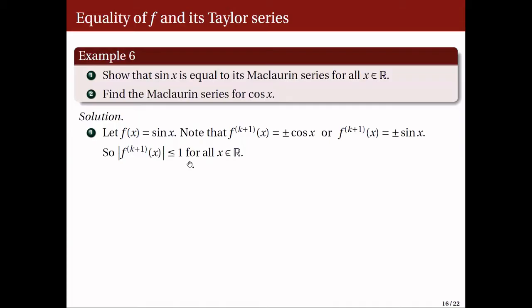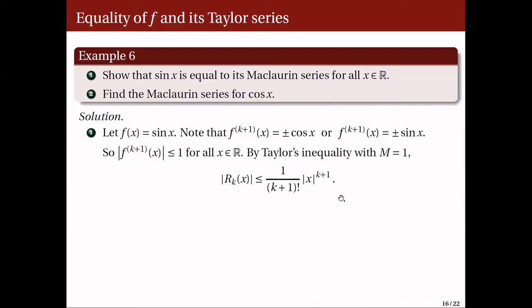And so by Taylor's inequality with M equals 1, we obtain this expression. The magnitude of r sub k is less than or equal to 1, which is the bound for the magnitude of f sup k plus 1, over k plus 1 factorial times the absolute value of x minus 0 raised to k plus 1. Here, a is 0 because we are dealing with a Maclaurin series, where we take the derivatives at 0. So we have this expression.